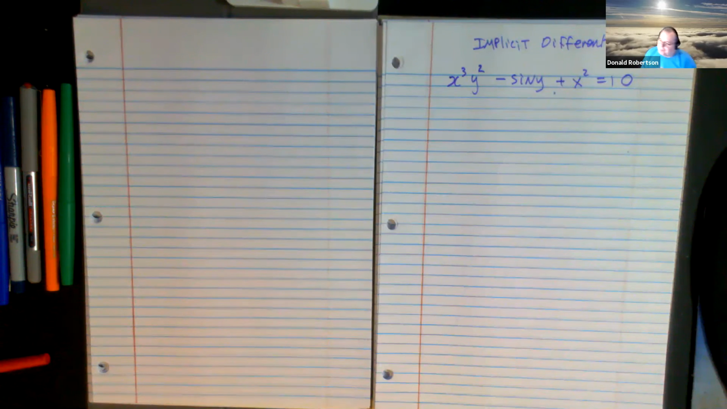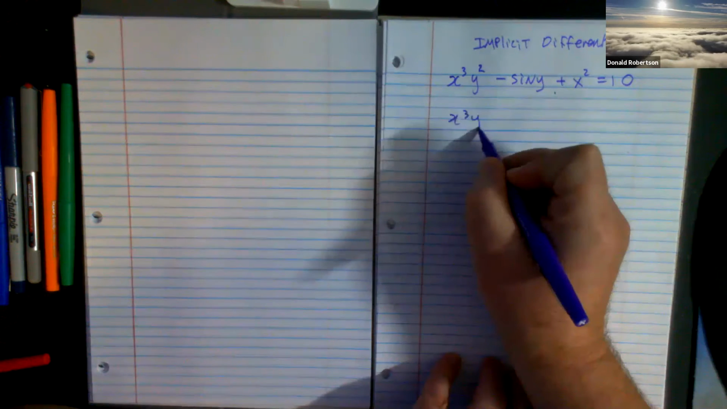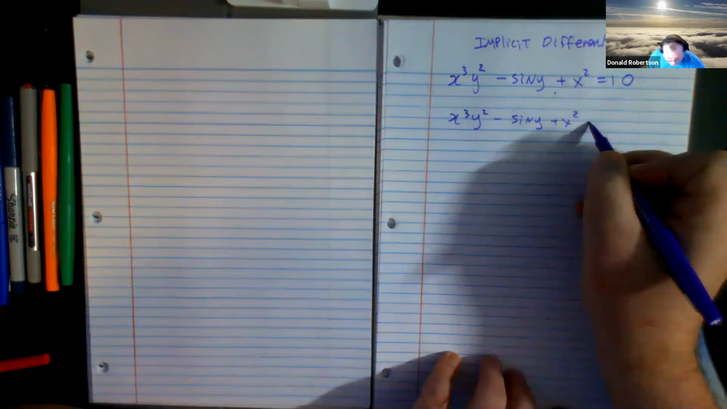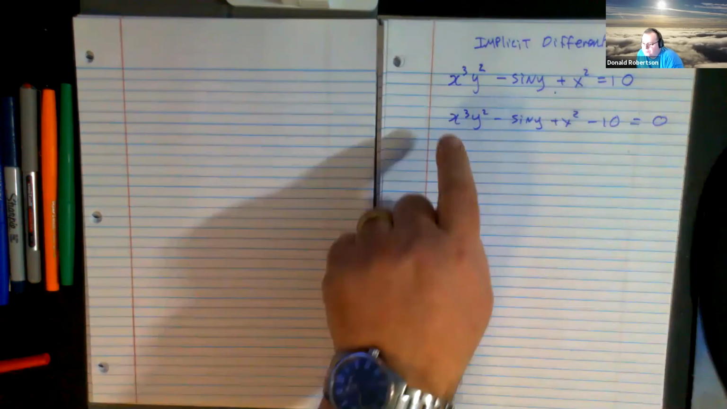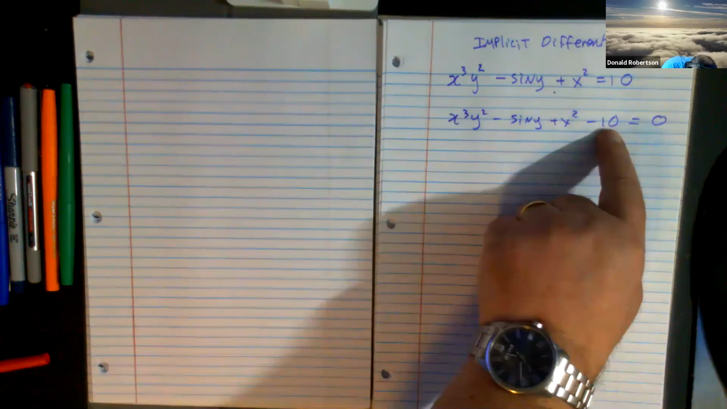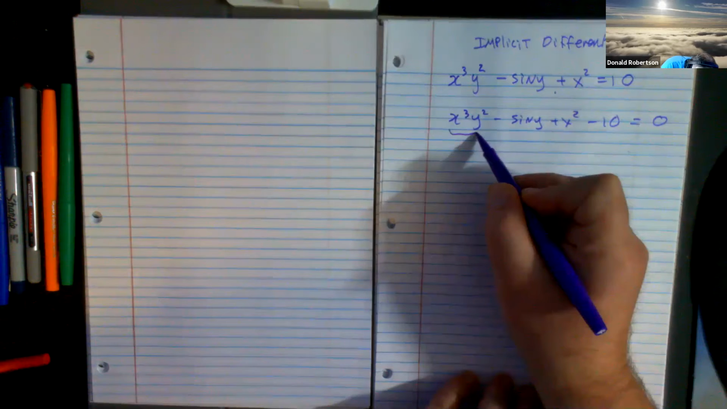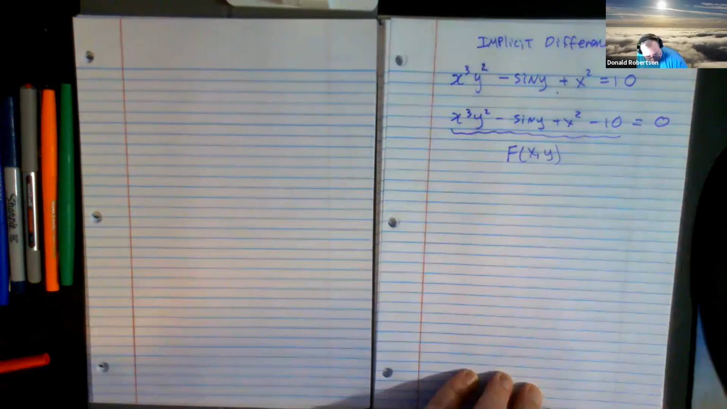Well, let me show you. First thing you do is pretty cosmetic, but you do it anyway. You rewrite your implicit function with everything equals 0. This fella here is called capital F of xy. That is going to be your multivariate function, right? This guy here.